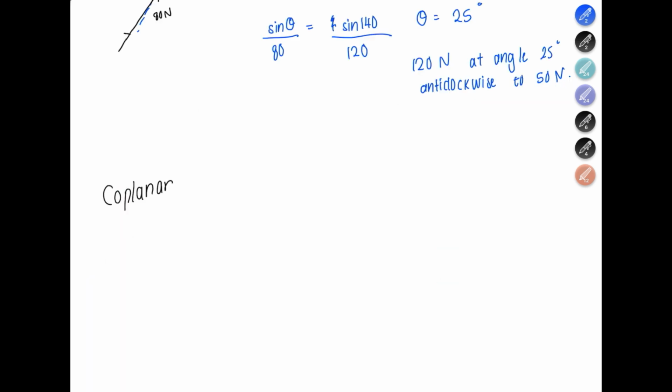Now during your studies you might come across the term coplanar vectors. What does that mean? That means the vectors that are acting in the xy plane. They're all acting in the same plane. For example, if you have a piece of paper, you can draw the vectors like this. They're not acting in a 3D position. Okay, so this is what you call coplanar.